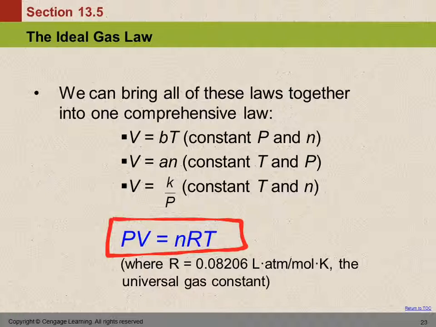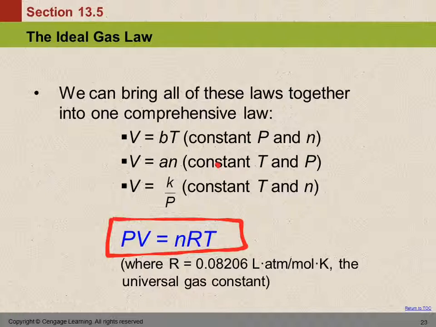So this is a very useful equation. Now, we've talked about P, V, n, and T. There's a new letter in there, a capital R, and that is called the universal gas constant. Its value is 0.08206, and it's got some kind of wacky units: liter atmospheres per mole Kelvin.